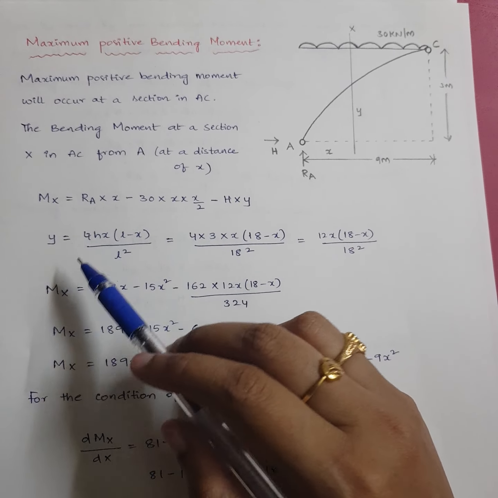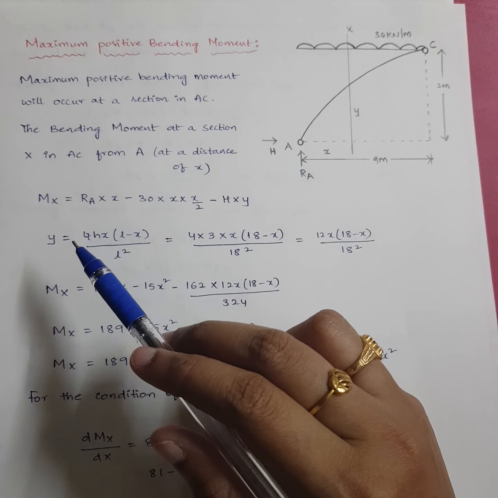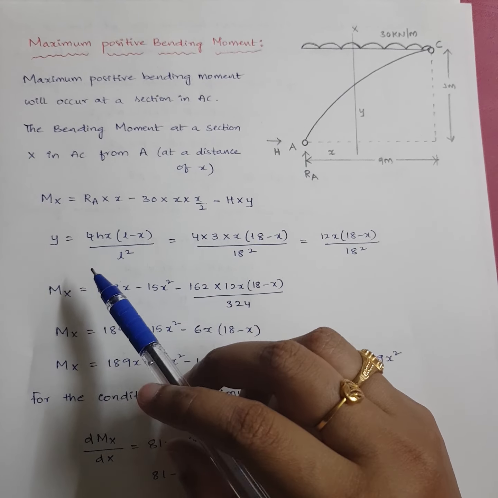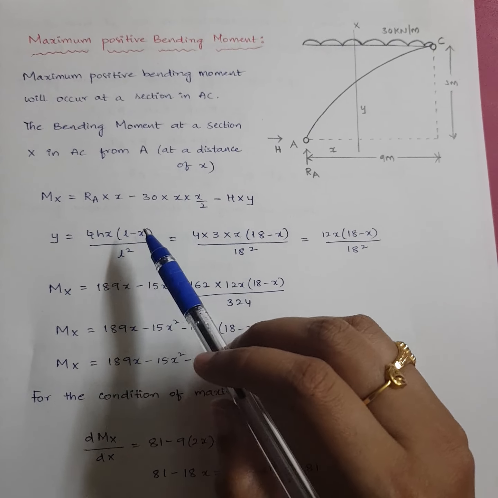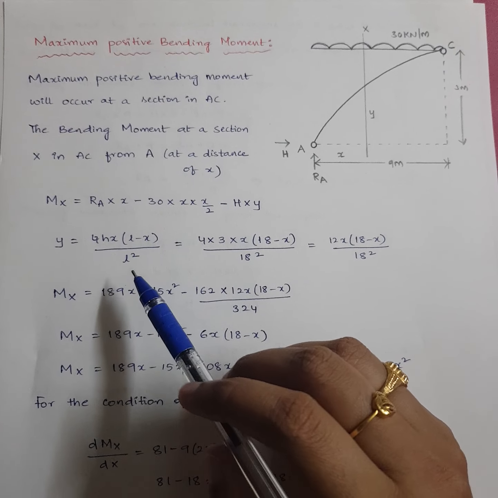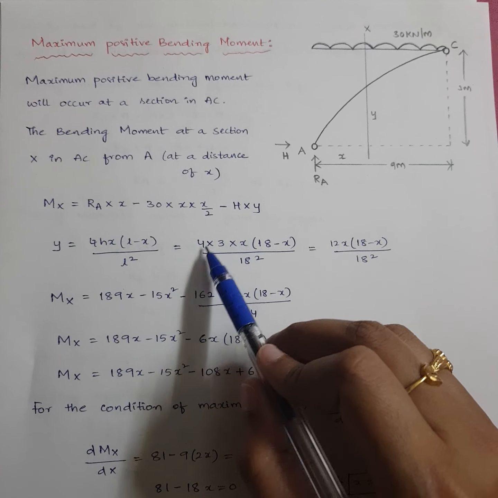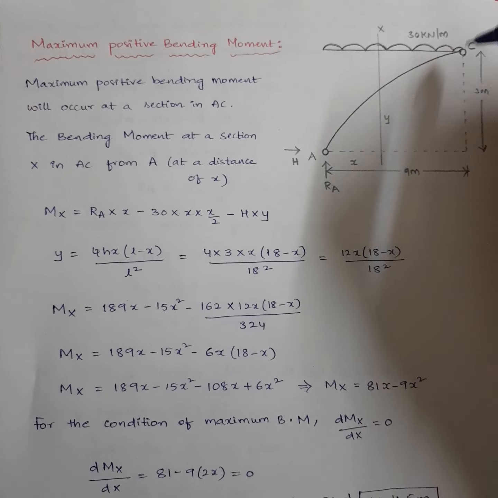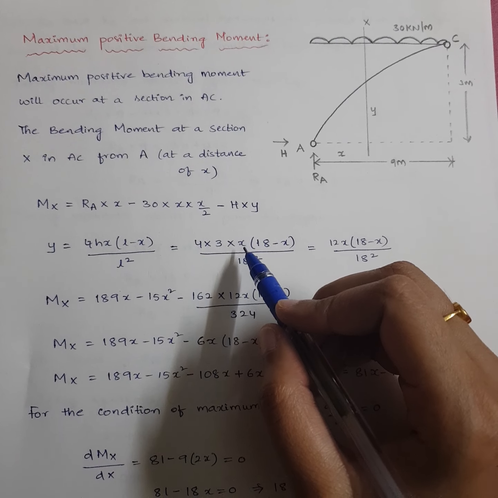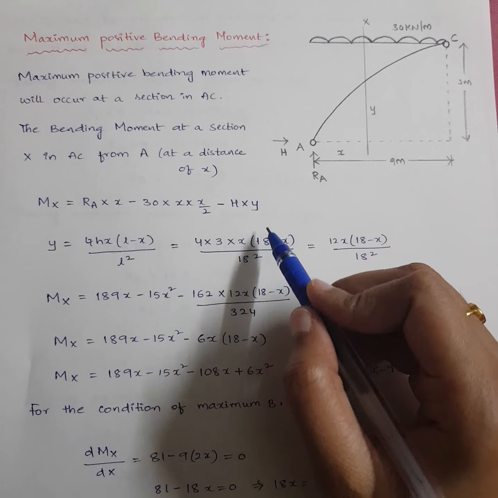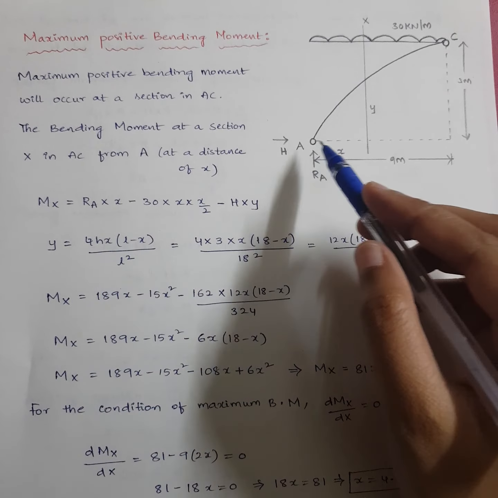The formula for y I already gave you in the last video related to the 3-hinged arch. So y, the height of the parabola, is 4hx into (L minus x) by L square. This is equal to 4 into 3, the height of the complete section AC, into x into, we don't know the distance x, right? So x into (L minus x), where L is 18.